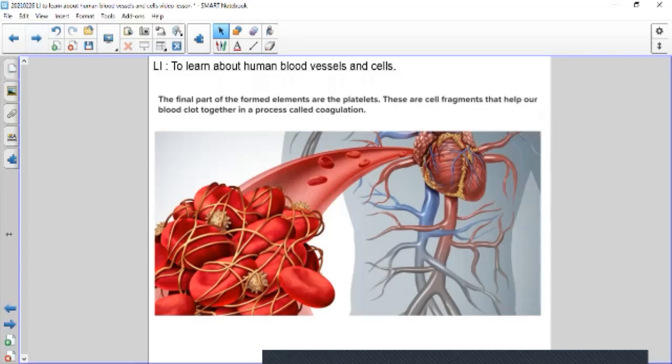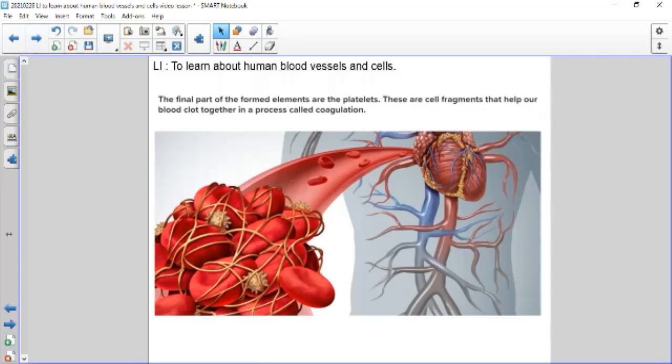And then we move on to the final part of the formed elements in our blood, and these are called platelets. And these are cell fragments that help your blood clot together in a process which we spoke about earlier called coagulation, which is not really the same as your blood drying. If you had a drop of blood on the floor or a work surface, that would then dry out. It wouldn't coagulate. This process of coagulation happens when it's on the body protecting a wound.